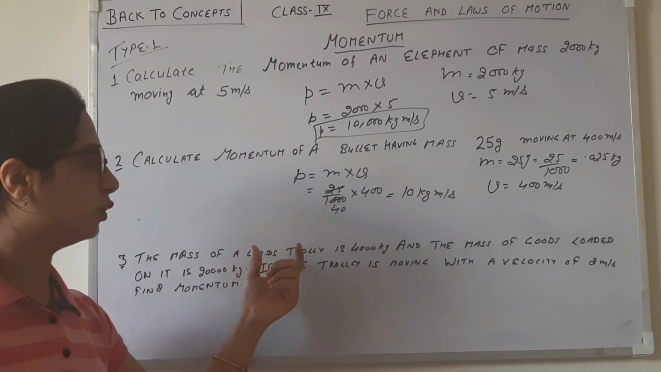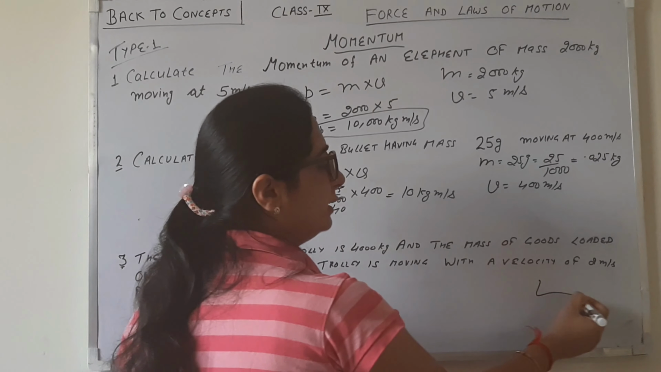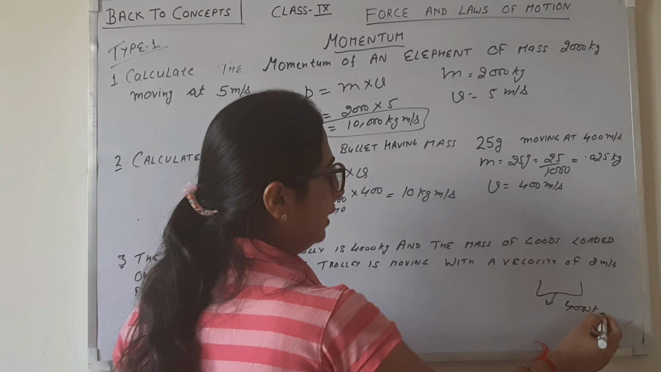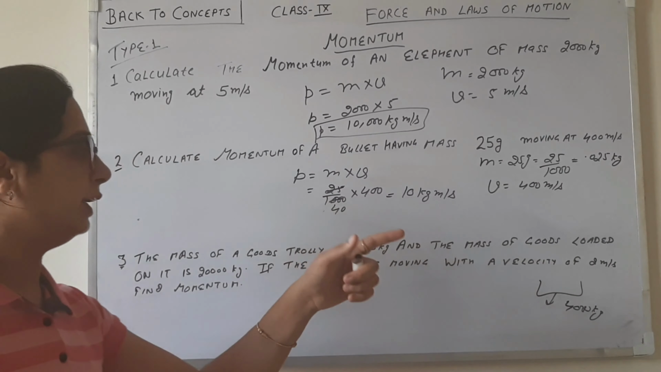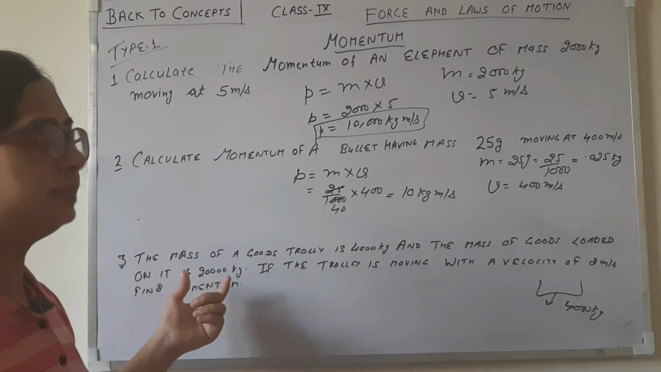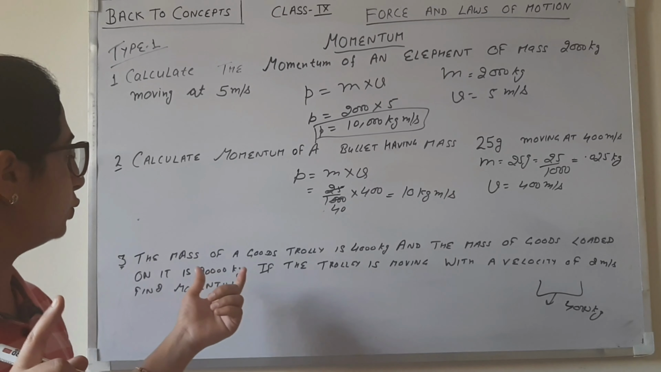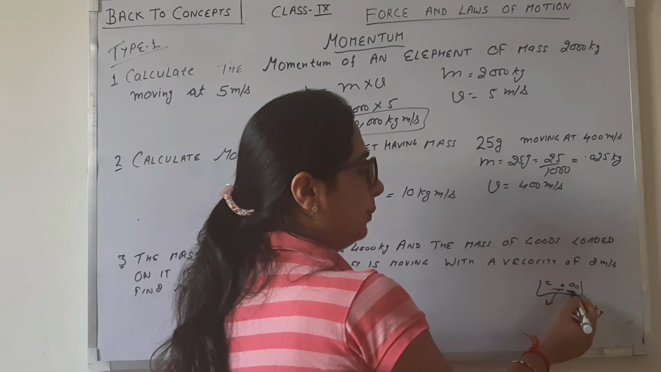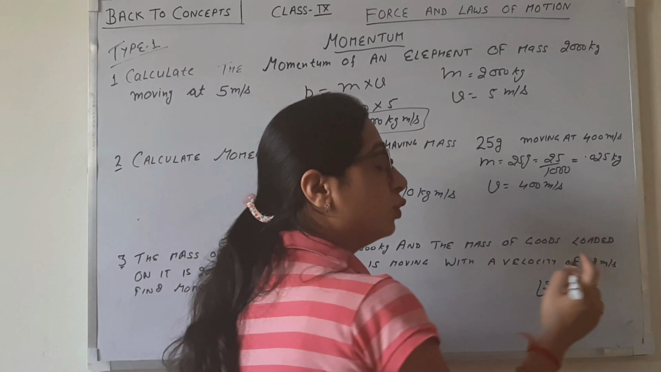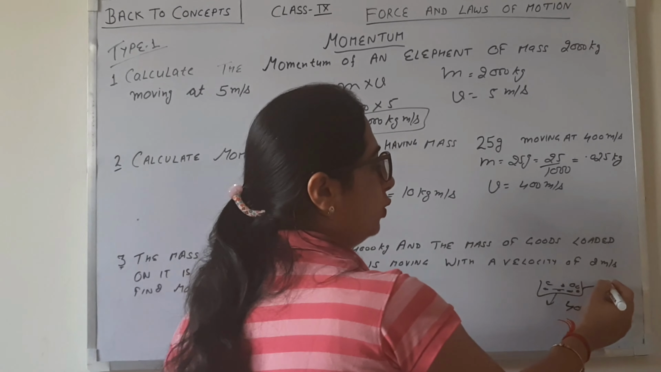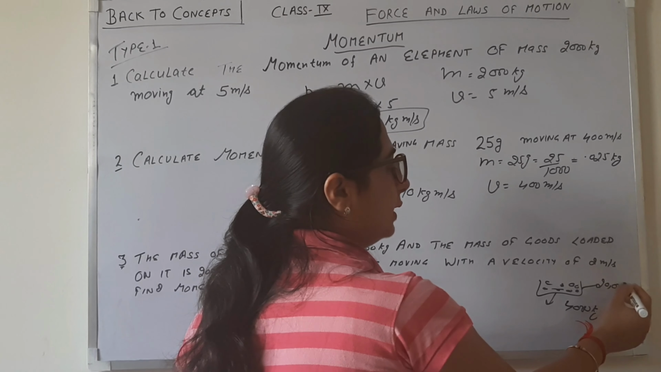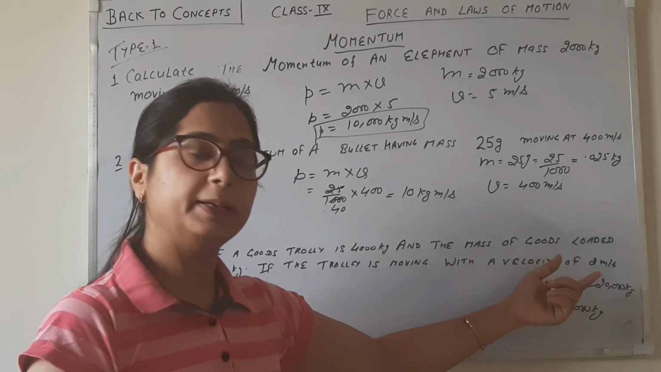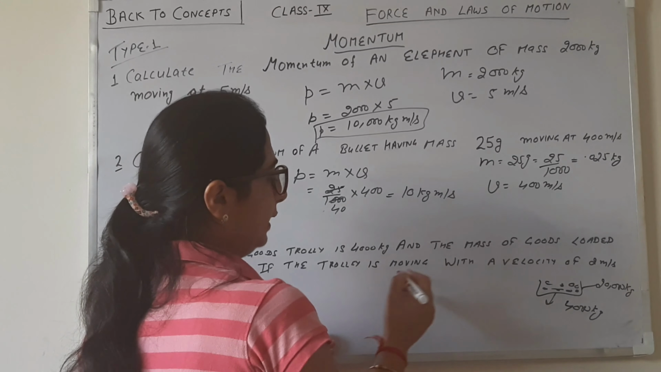The mass of a goods trolley. Suppose it is a trolley, its mass is 4,000 kg. And the mass of the loaded goods is equal to 20,000 kilogram. Suppose here some goods are present in the trolley and the mass of the goods is equal to 20,000 kilogram, and it is moving with the speed of 2 meter per second.